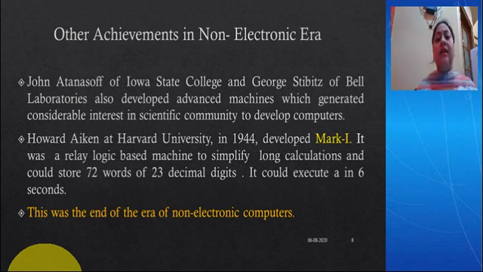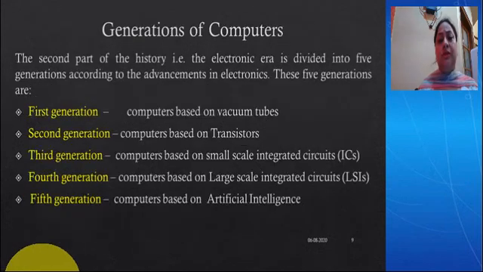Howard Aiken at Harvard University in 1944 developed Mark I. It was a relay logic-based machine to simplify long calculations and could store 72 words of 23 decimal digits. It could execute a calculation in 6 seconds. This was the end of the era of non-electronic computers.